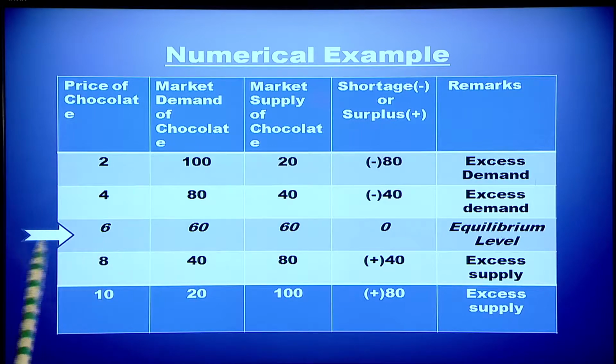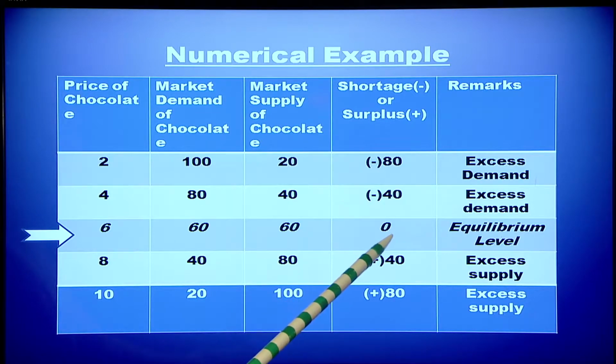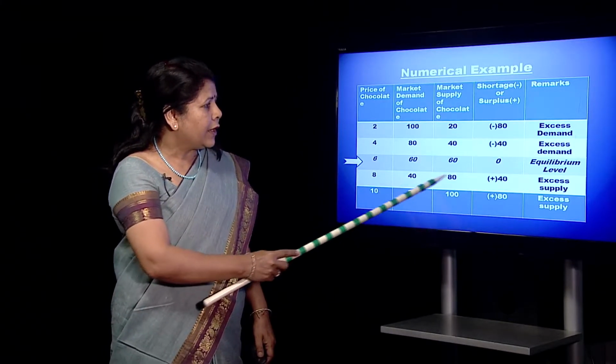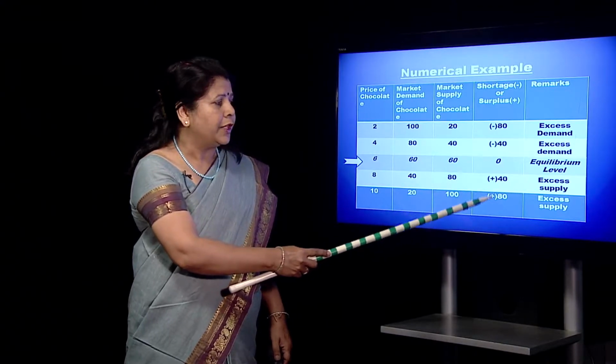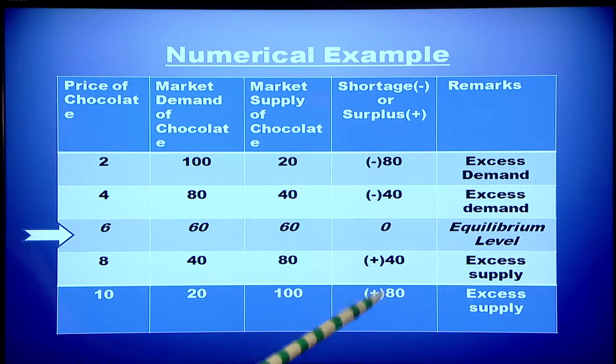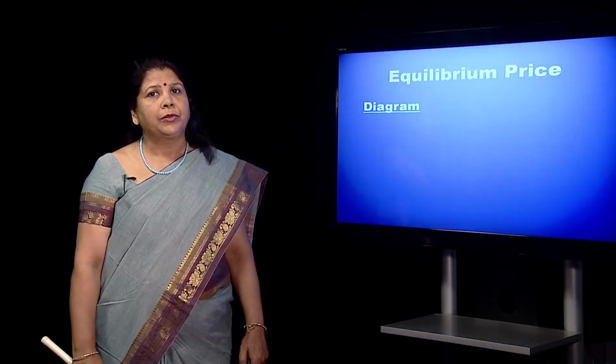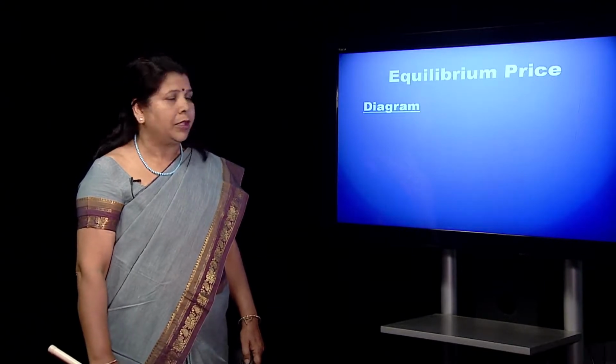At price ₹6, there is this special arrow showing that we have finally reached a price where quantity demanded equals quantity supplied. So, there is neither a surplus nor a shortage, and this is known as the equilibrium level. Beyond the equilibrium level of price, we can see there is excess supply of the commodity. Hence, the demand and supply schedule helps us understand equilibrium price.